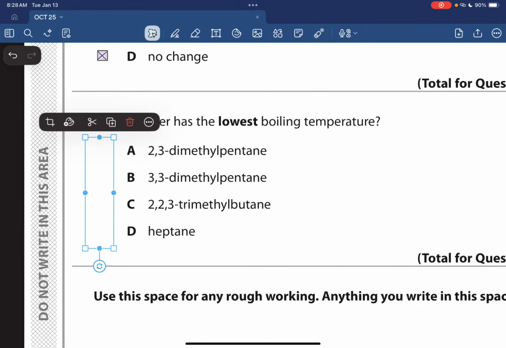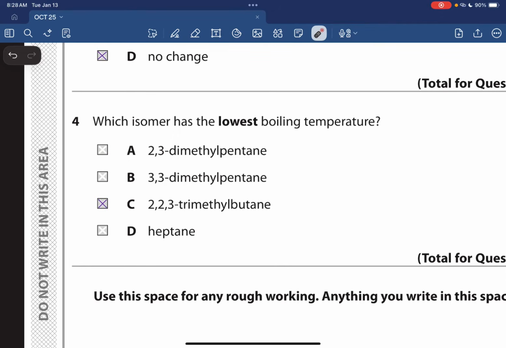C. Because first of all, it has a lower number of carbons, butane, okay? Since it has a lower number of carbons, it has a lower number of electrons as well, and hence as a result the dispersion force decreases. First reason would be this.